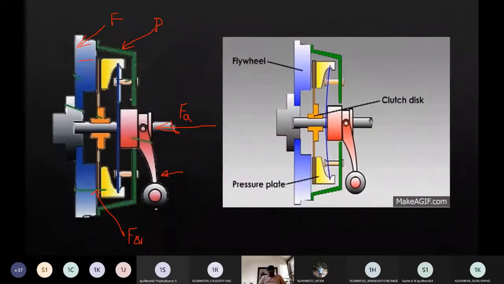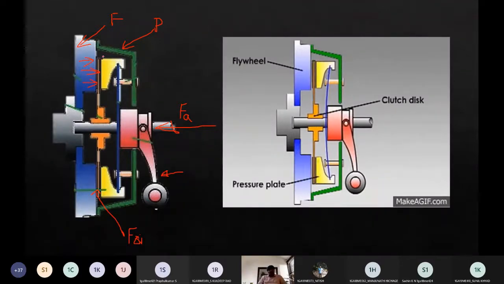Because of FA, there will be axial pressure on this. The load FA is applied by us. Keep that in mind, FA is applied during disengagement. By default, there is engagement, and the clutch is pressed against the flywheel. When you press the clutch pedal, there will be disengagement.